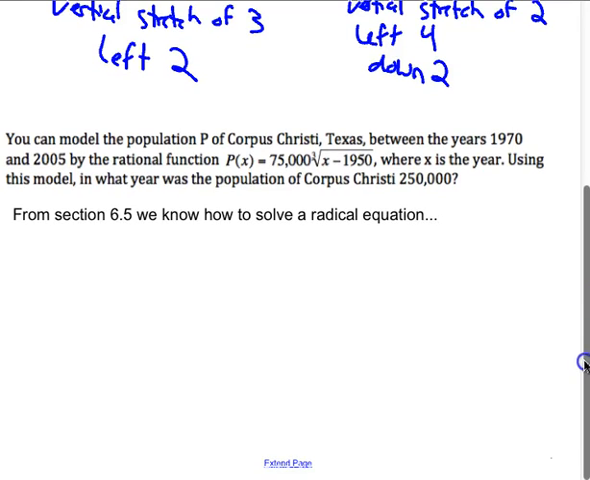All right. Now, I do want to show you, though, how your graphing calculator can sometimes help you with some of these more difficult problems. So let's take a look at this. You can model the population P of Corpus Christi, Texas, between the years 1970 and 2005 by the rational function, where x is the year. Using this model, in what year was the population of Corpus Christi 250,000? So we want to know, when was that population 250,000?